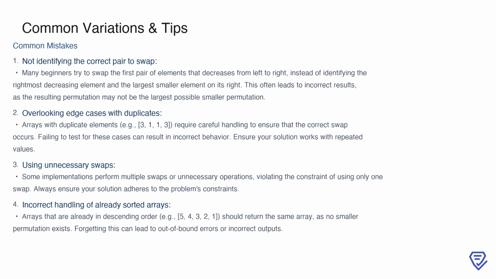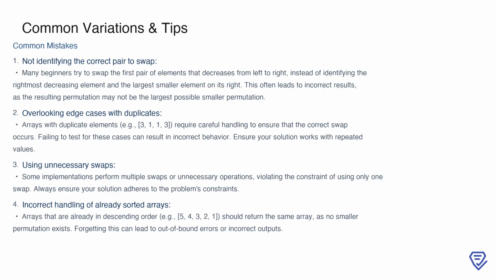Let's start by addressing some common mistakes when tackling this problem. One of the most frequent errors is not identifying the correct pair of elements to swap. Instead of rushing to swap the first pair of elements that decreases from left to right, it's crucial to find the rightmost element that decreases and then locate the largest element smaller than it on its right. This ensures the result is the largest possible smaller permutation.